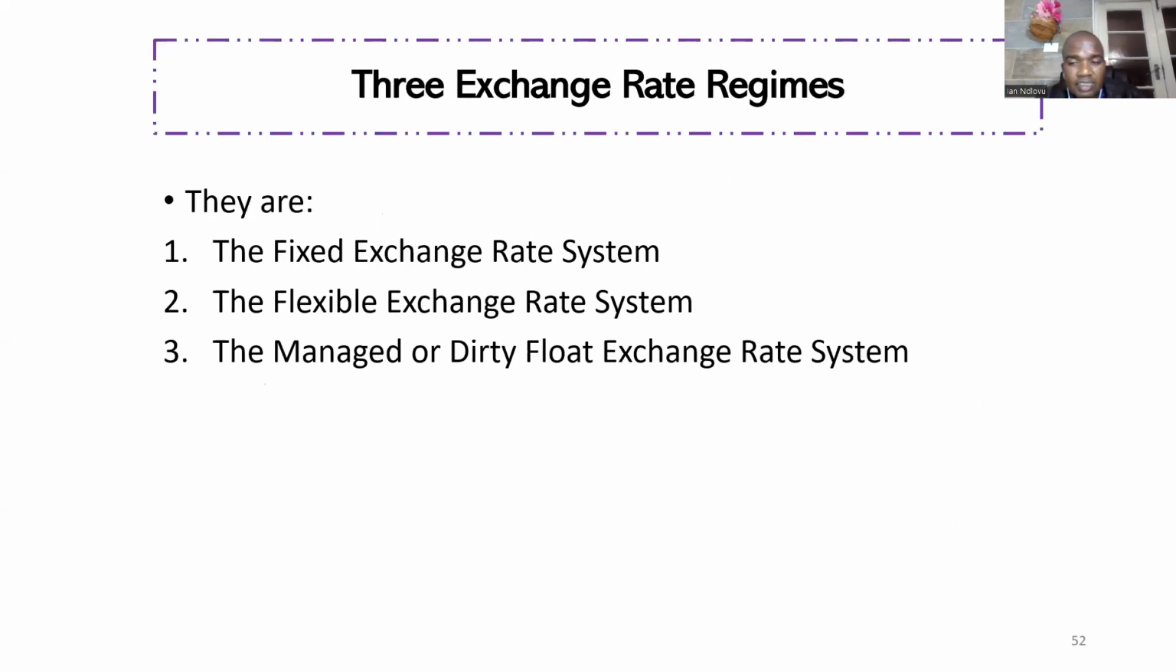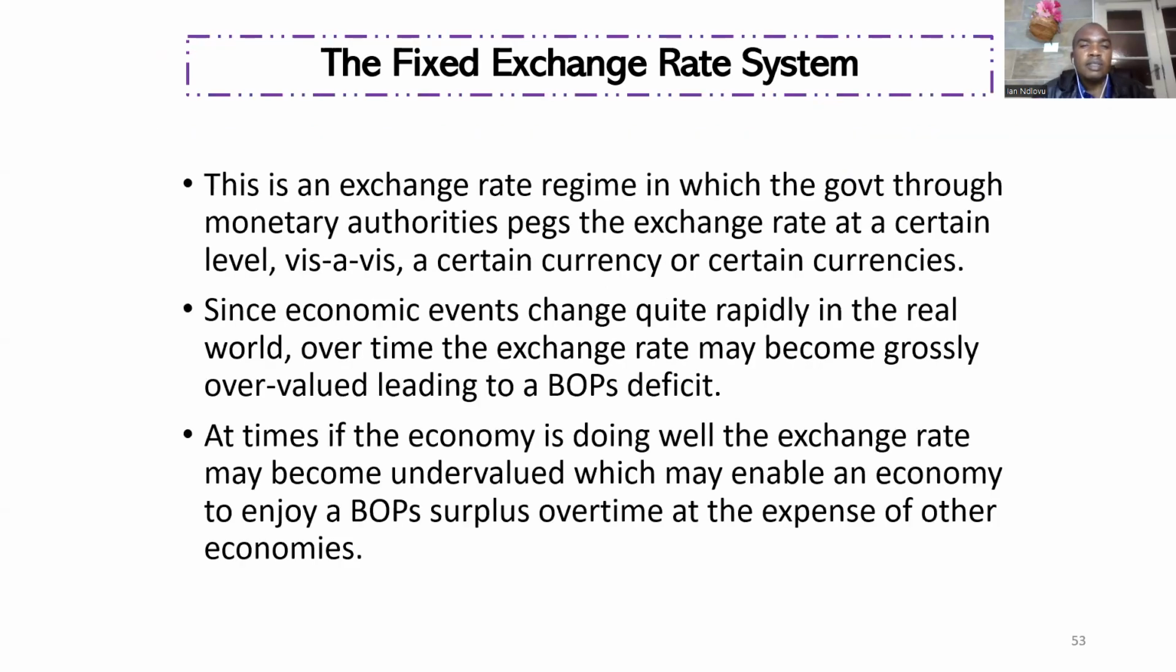And then when we are looking at exchange rate regimes, we've got three types of exchange rate regimes, which you can review from any elementary macroeconomics textbook. We've got the fixed exchange rate system, the flexible exchange rate system, and the managed or dirty float exchange rate system. With the fixed exchange rate system, the government has absolute authority, through monetary authorities, to peg the exchange rate at a certain level vis-a-vis a currency or other currencies. This is done to address issues such as price instability.